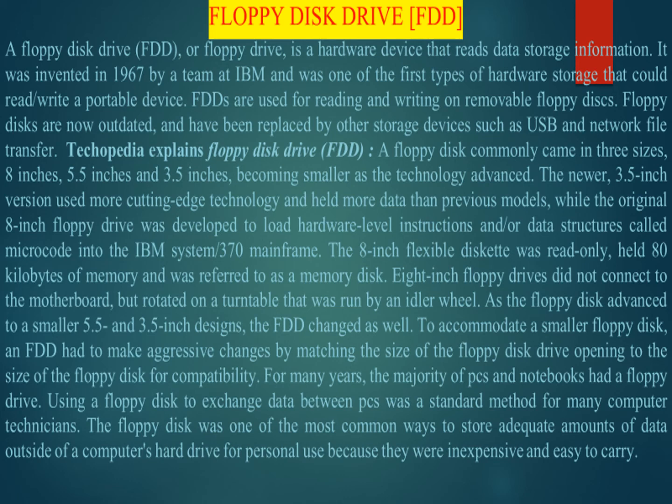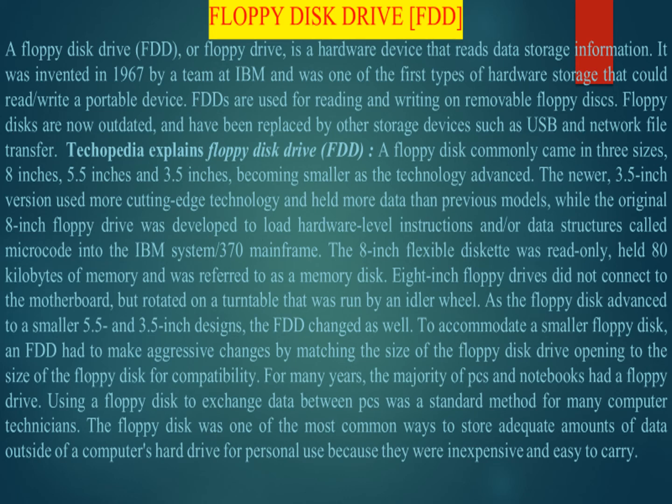Floppy disk drive (FDD). A floppy disk drive (FDD) or a floppy drive is a hardware device that reads data storage information. It was invented in 1967 by a team at IBM and was one of the first types of hardware storage that could read or write on a portable device. FDDs are used for reading and writing on removable floppy disks. Floppy disks are now outdated and have been replaced by other storage devices such as USB and network file transfers.